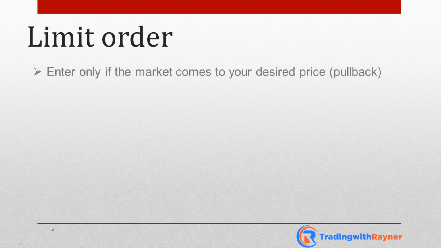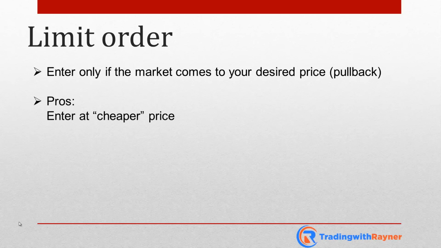A limit order, on the other hand, is where you enter only if the market comes to your desired price level. Let's say Apple shares are trading at $120. You think that it's too high. I don't want to pay $120 for Apple shares. What you can do is use a buy limit order and put it at, let's say, $100. So this means that if Apple shares come down to $100, only then will you get filled on the trade.